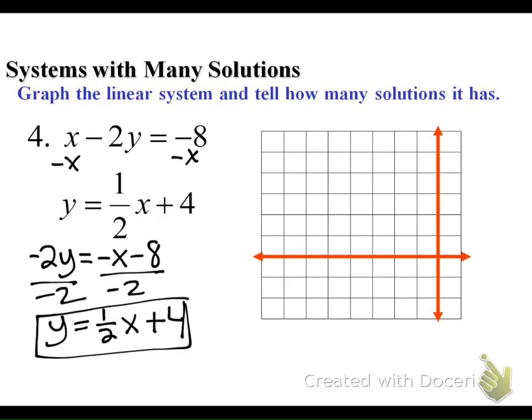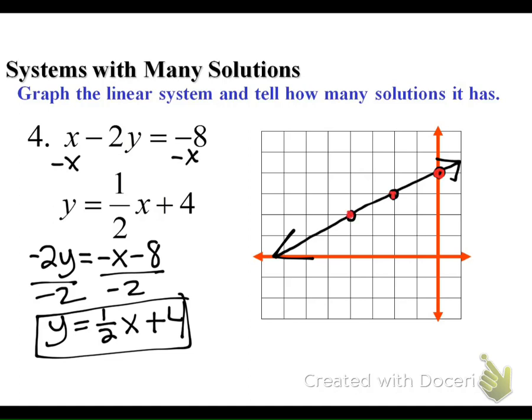So I want to graph this line first. So I go up to the 4. I can't really go up 1, right 2, so I'm going to go down 1, left 2. Down 1, left 2. And so on. That's my first line. I'm going to graph my second line in red. So I start at the 4, down 1, left 2.